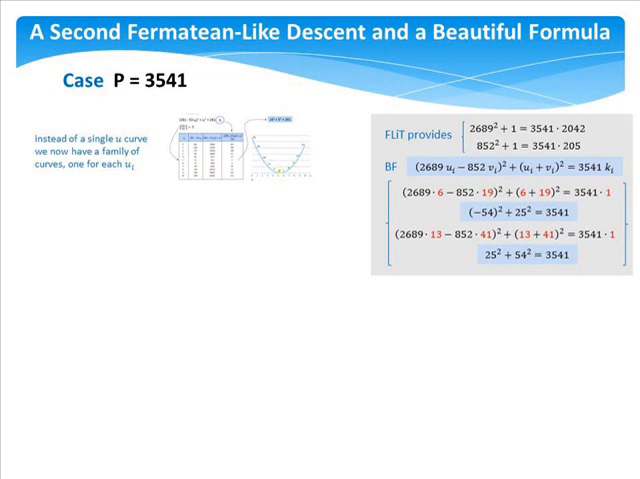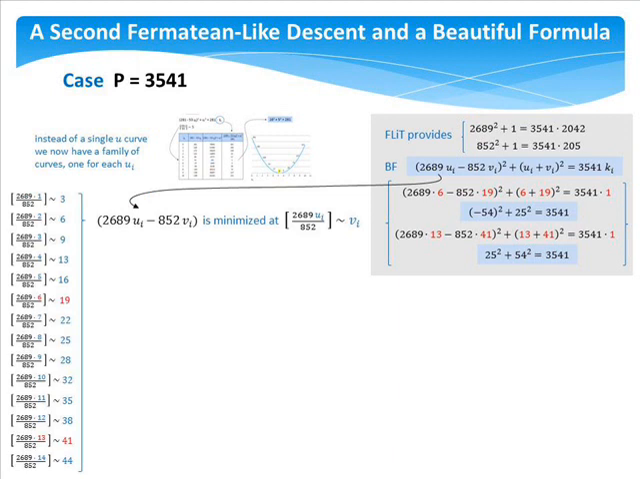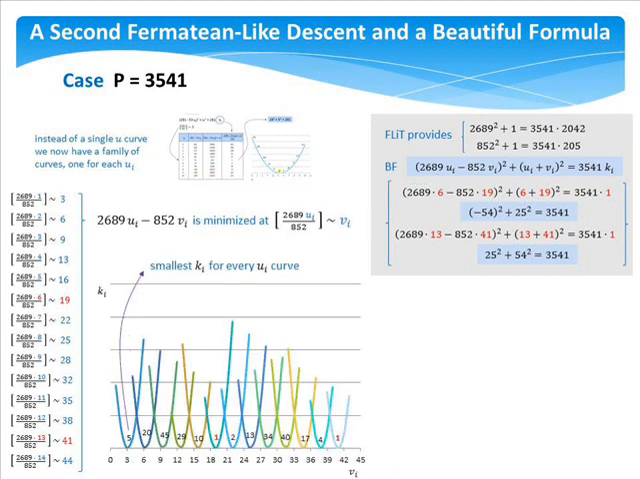In order to get those values, this time instead of a single u curve, we now have a family of curves, one for each u sub i. But each curve will have its smallest value at the absolute value of 2689 times u sub i over 852. Just replacing that value in v sub i, you minimize 2689 times u minus 852 times v. As you see in the column, you do reach that couple of pairs of values. That's nicely graphed below, highlighting the couple of pairs.